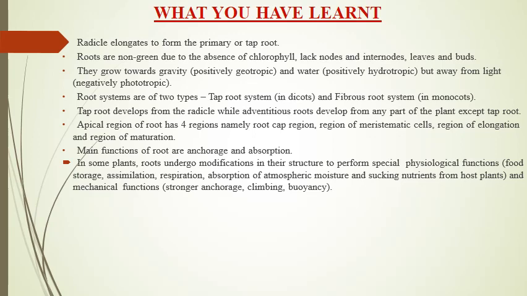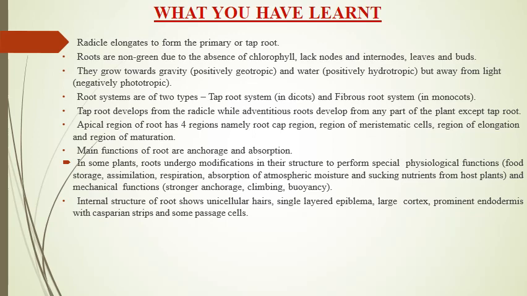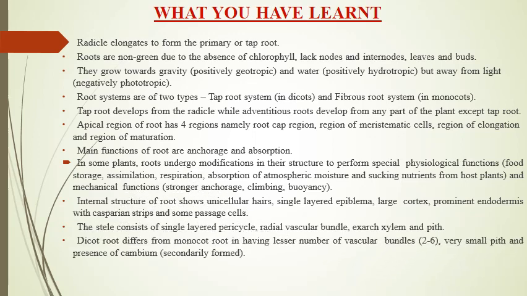In some plants, roots undergo modifications in their structure to perform special physiological and mechanical functions. The internal structure of root shows unicellular root hairs, single-layered epiblema, large cortex, and prominent endodermis with Casparian strips and some passage cells. The stele consists of single-layered pericycle, radial vascular bundles, exarch xylem and pith. Dicot root differs from monocot root in having a lesser number of vascular bundles, very small pith and presence of cambium.